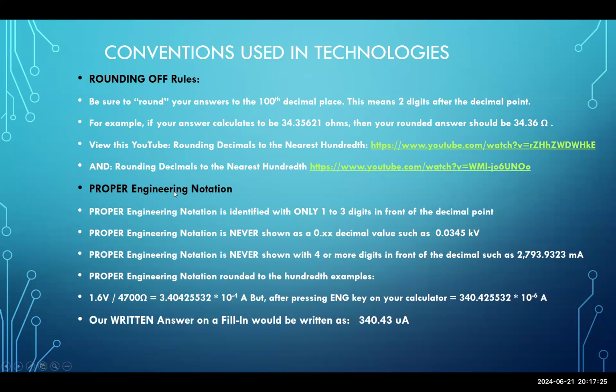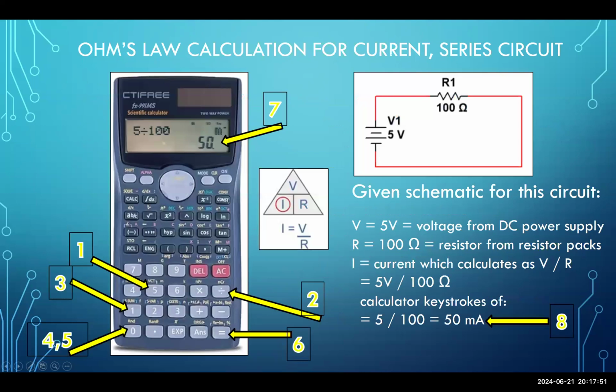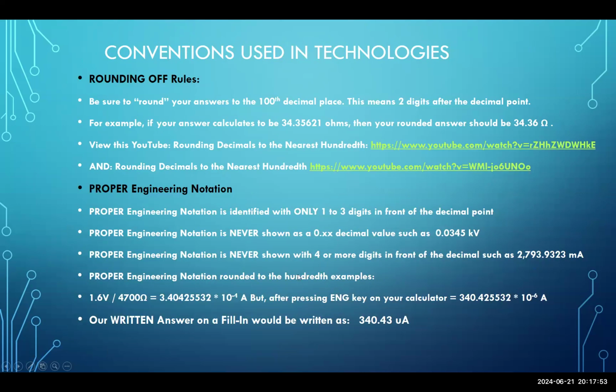Proper engineering notation will very seldom, I put down never, but actually very seldom, be shown as a decimal engineering prefix number of volts, amps, or ohms. Very seldom is that value expressed as a decimal. Very seldom is engineering notation expressed with more than 4 digits in front of the decimal point.